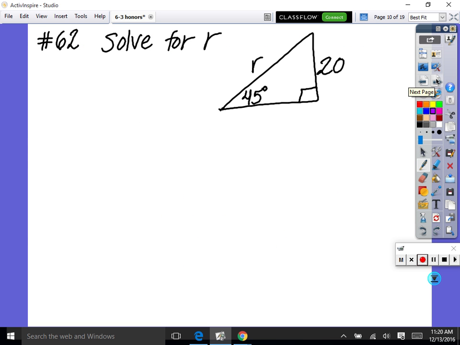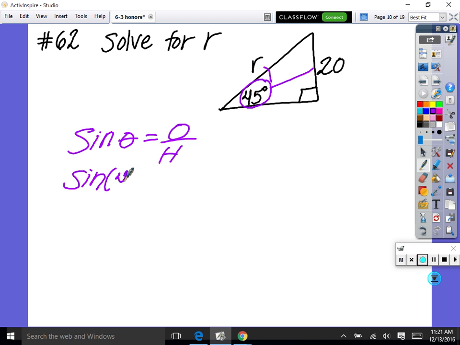Okay, let's do 62. Everybody watching. So it says solve for R. So we would set up a true statement. Once again, this one's too easy because it's the same thing. It's opposite and hypotenuse, so it's sine again, correct? So sine of theta equals opposite over hypotenuse. Put in what you know. Sine of 45 degrees equals opposite, which is 20, over hypotenuse, which is R.